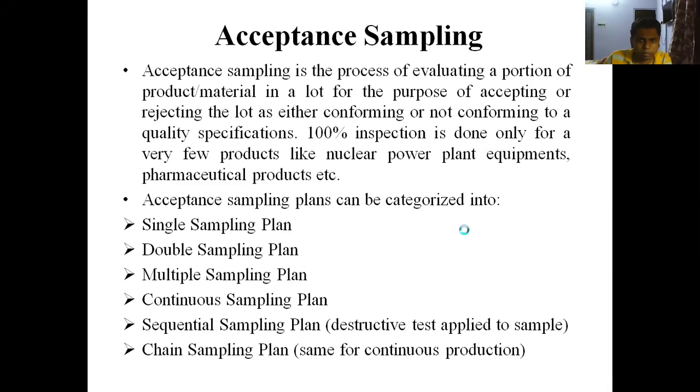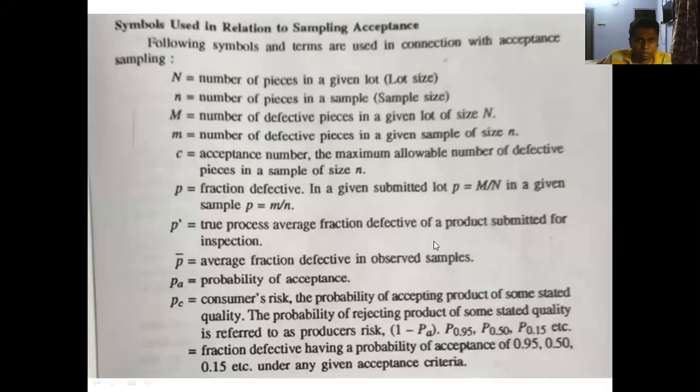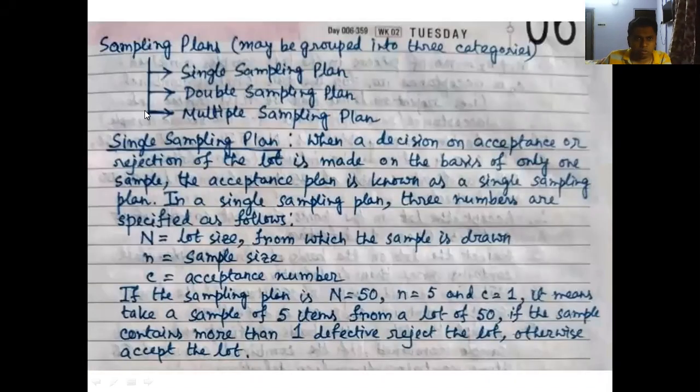First, the single sampling plan. These are the notations. When a decision on acceptance or rejection of the lot is made on the basis of only one sample, the acceptance plan is known as a single sampling plan. In a single sampling plan, three numbers are specified as follows. Capital N is equal to the lot size from which the sample is drawn, small n is equal to the sample size, and small c is equal to the acceptance number.